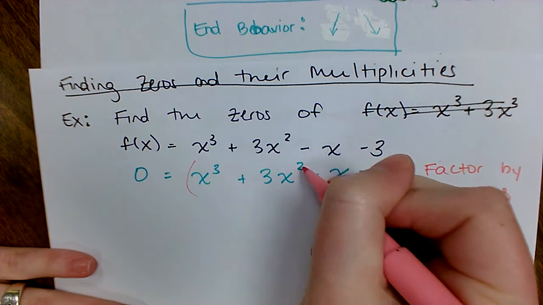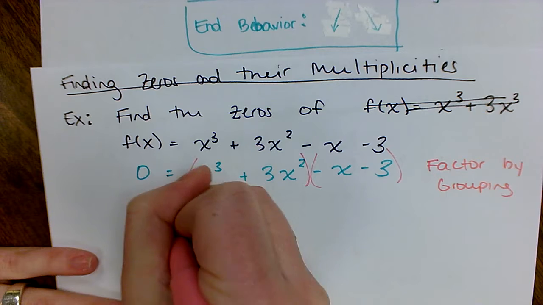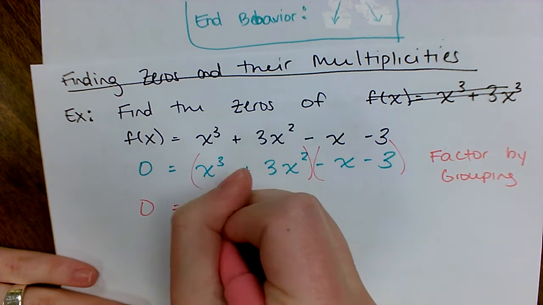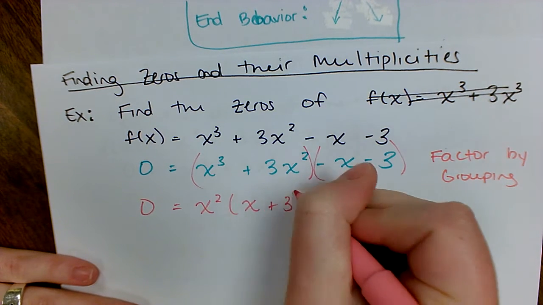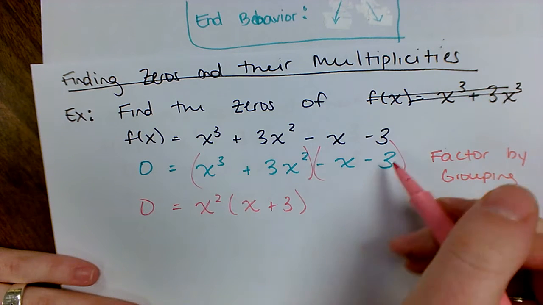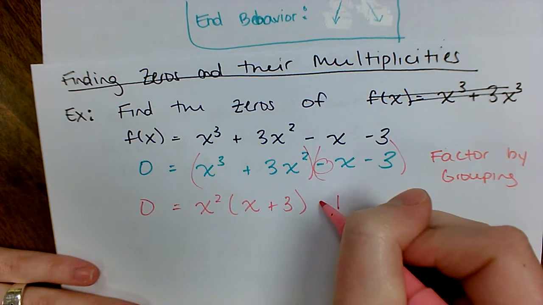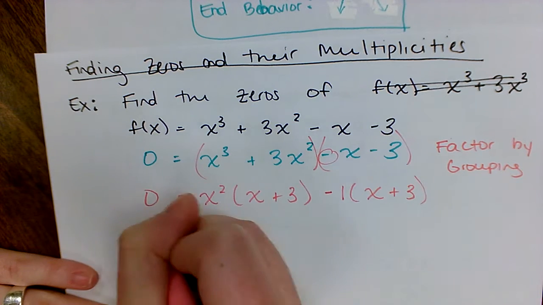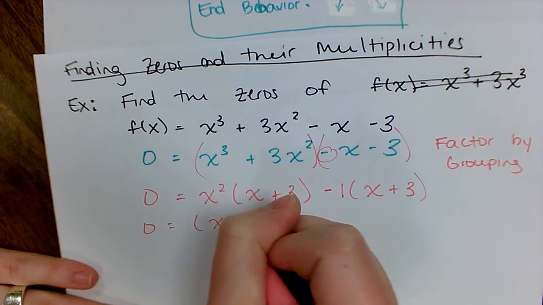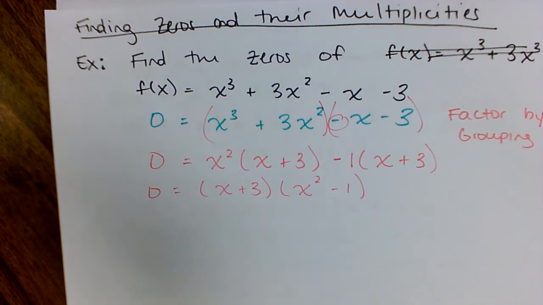So group your first 2. Group your second 2. Find the GCF of the first 2. That would be x squared. Factor it out, leaves me with an x plus 3. GCF of my second one is just a 1, but since I have this minus right here, I need to factor out a minus 1. Leaves me with an x plus 3. Factor that again. X plus 3 times x squared minus 1.